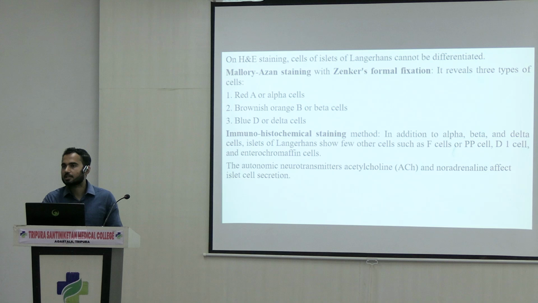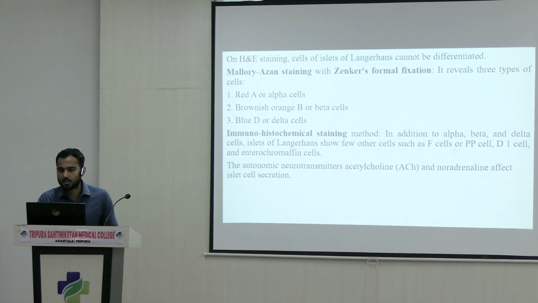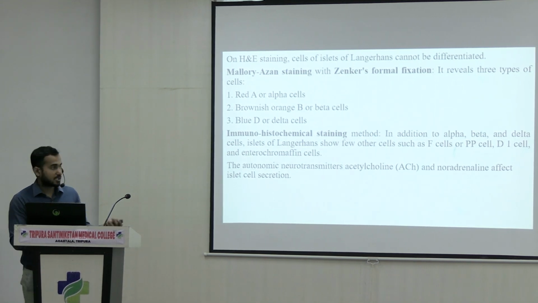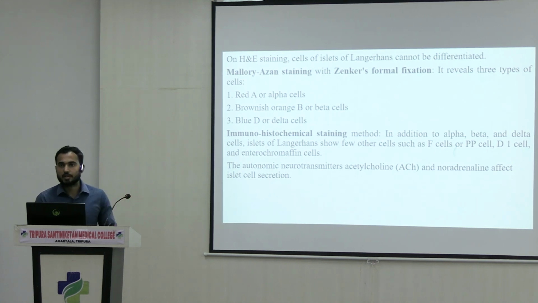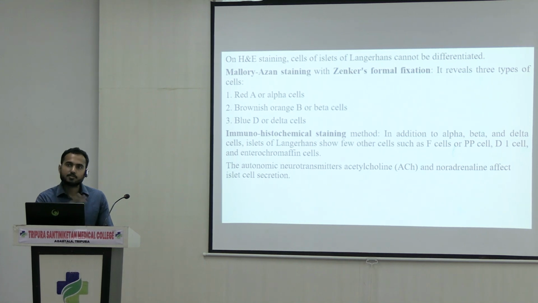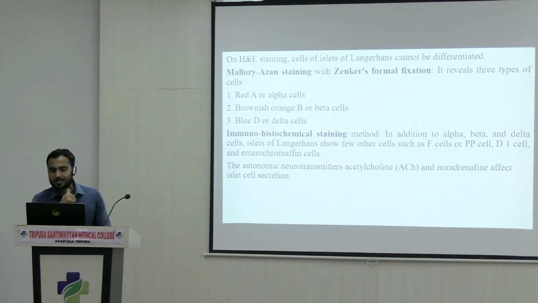For that, a special type of stain is required, and that is called Mallory-Azan staining. This is a special type of stain which is required, and the fixation method is Zenker formal fixation. After doing that, three types of cells can be revealed. What are those? Alpha cells, beta cells, and D cells, also called delta cells.